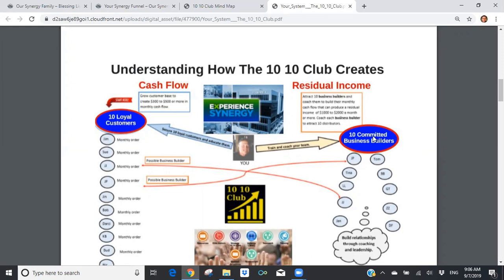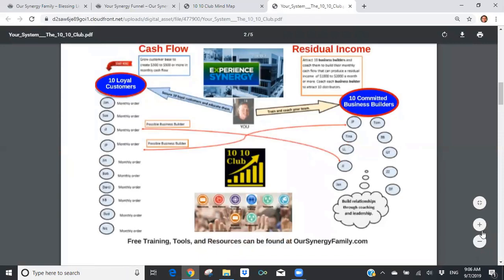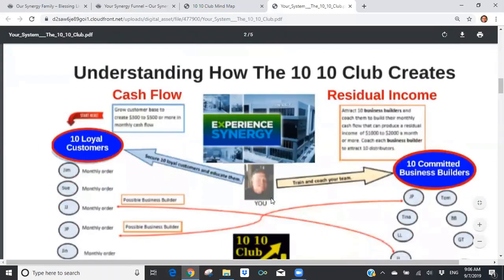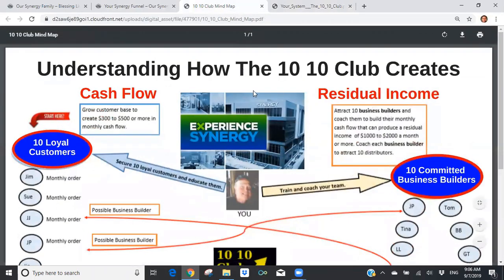And this PDF mind map is all about helping you understand this process. In fact, here, let me just go to this one. This is the PDF, and there's just 2 sides to the 1010 Club. There's the first 10, which represents 10 loyal customers. That's your goal. Your goal is to get 10 loyal customers that are buying on a monthly basis.